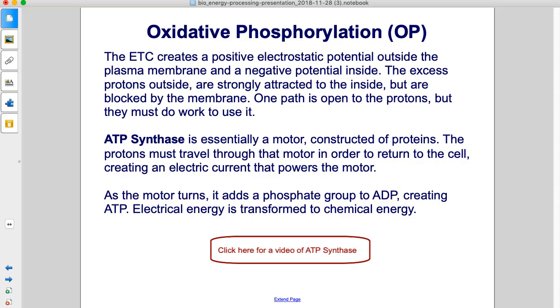ATP synthase is essentially a motor constructed of proteins. The proton must travel through that motor in order to return to the cell, creating an electric current that powers the motor. As the motor turns, it adds a phosphate group to ADP, creating ATP. Electrical energy is transformed into chemical energy. Click here for a video of ATP synthase.